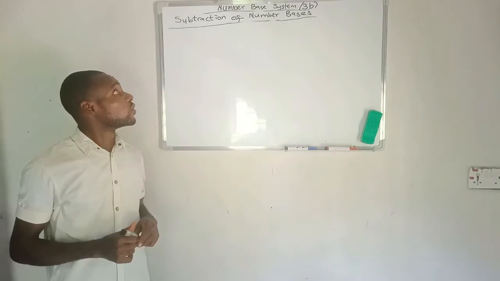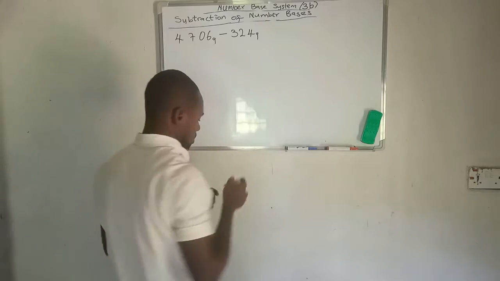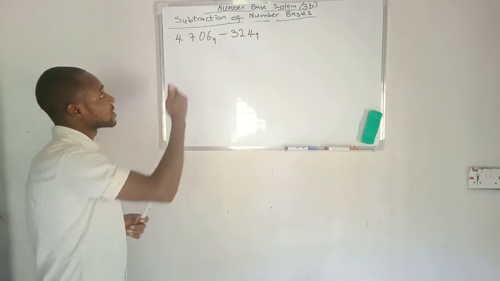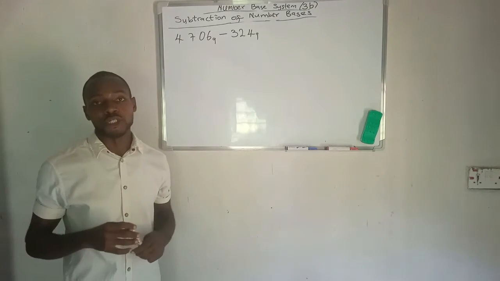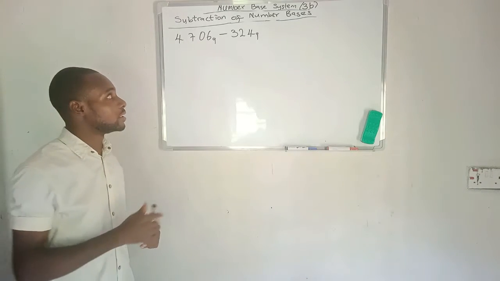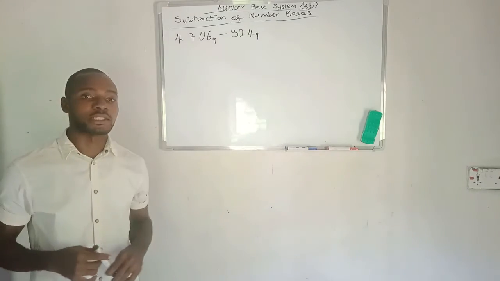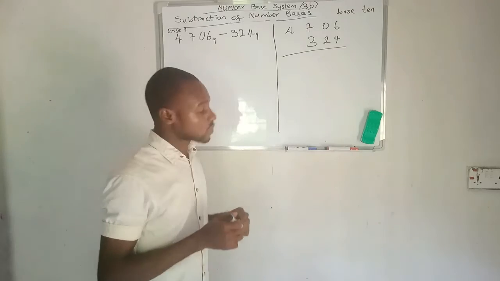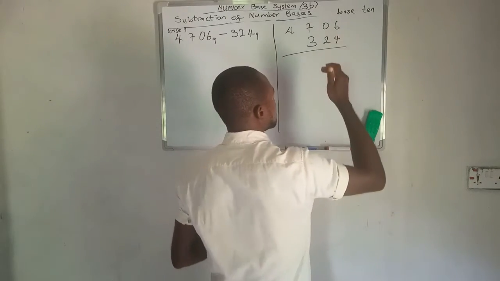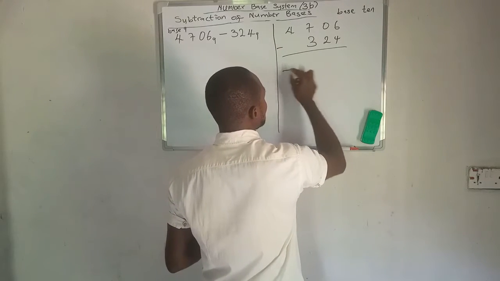In this video, we'll be doing subtraction of number bases. Just like the way we did it last time, we are first going to be subtracting this in base 10, which we know very well, and then we'll come back and use the same technique to subtract it in base 9. Subtracting this in base 10, we'll have 6 minus 4. So 6 minus 4 is 2.